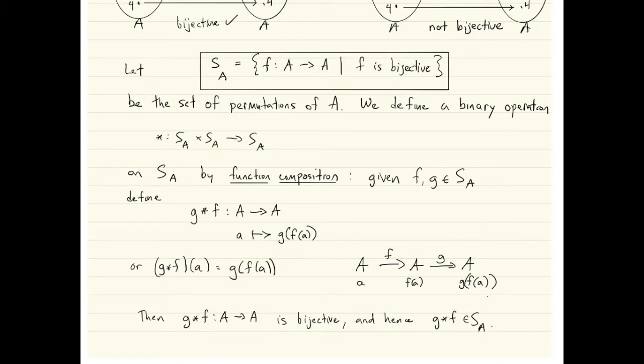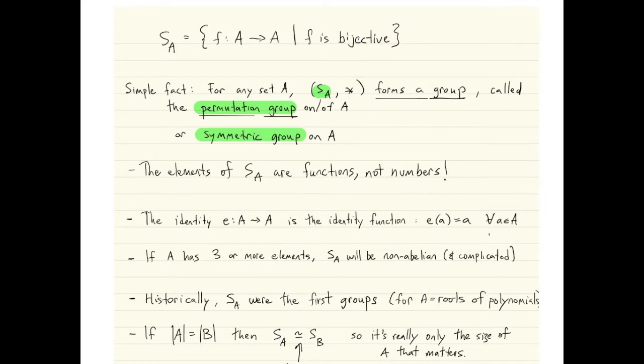You give me two elements in S sub A, I do this function composition business, and I give you a third element. Okay, so then the simple but important fact is that the set S sub A, again, just the bijective functions from A to A, or the permutations, is another term for a bijective function, it forms a group under this binary operation of function composition, and that group is called either the permutation group of A or more commonly, the symmetric group on A.